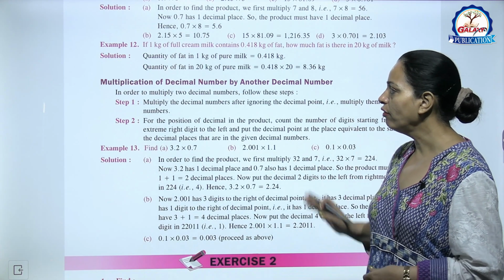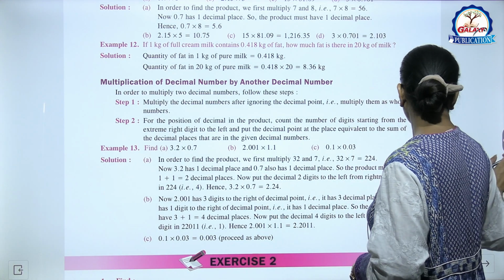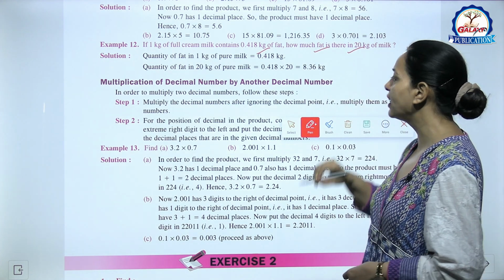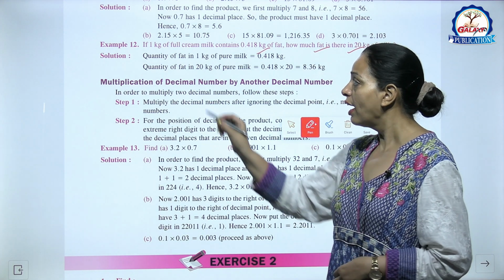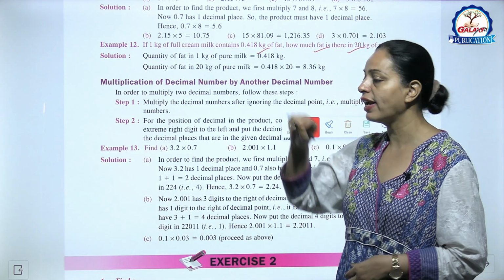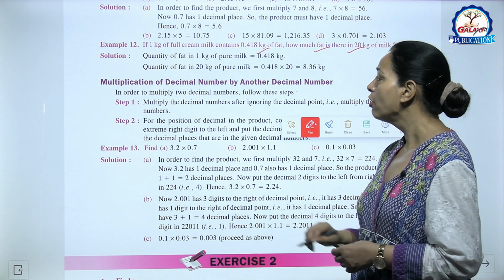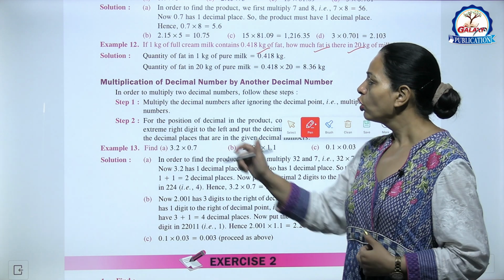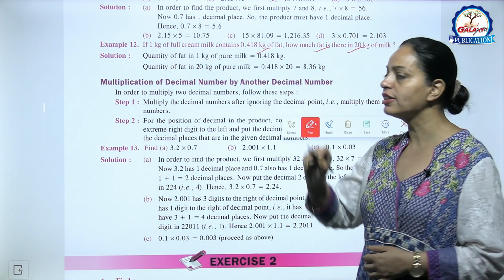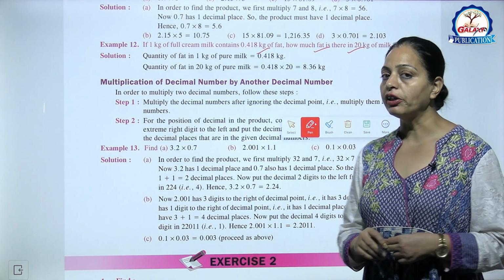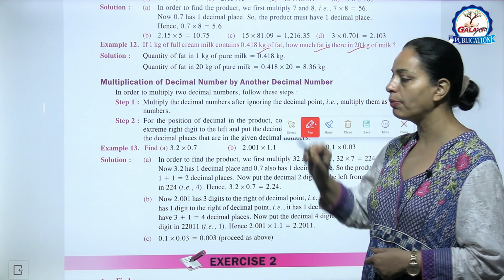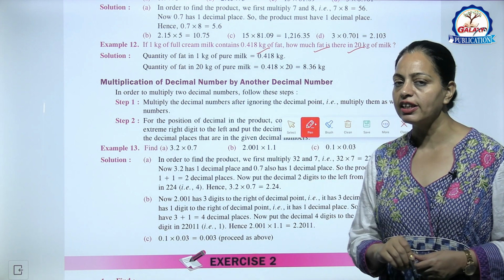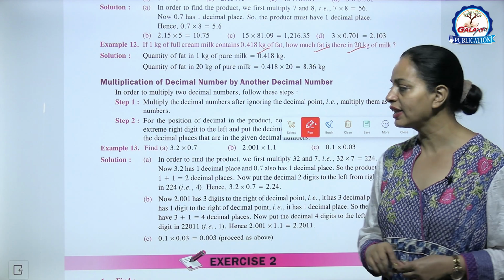Now example 12, if 1 kg of full cream milk contains 0.418 kg of fat, how much fat is there in 20 kg of milk? अगर 1 kg में इतना फैट है 0.418 kg, तो 20 kg मिल्क में कितना फैट होगा, मोर मल्टीप्लाई. सो क्वांटिटी ऑफ फैट इन 1 kg ऑफ प्योर मिल्क इज 0.418 kg. सो क्वांटिटी ऑफ फैट इन 20 kg ऑफ प्योर मिल्क मल्टीप्लाई बाय 20, सिंपली मल्टीप्लाई कर देंगे, फिर डेसिमल लगा देंगे बिफोर 3 डिजिट, सो आंसर इज 8.36 kg, right?